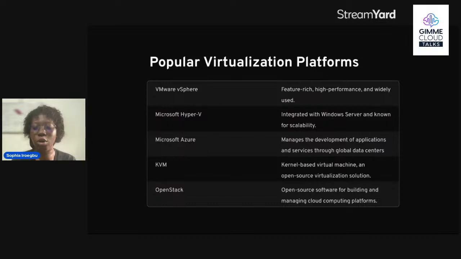Now, these are some popular virtualization platforms. We have VMware vSphere, we have the Microsoft Hyper-V, we have Microsoft Azure, we have KVM, we have OpenStack, we have AWS and lots more. But these are just some that I included on my slide.